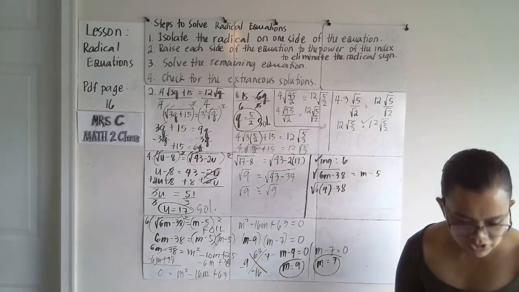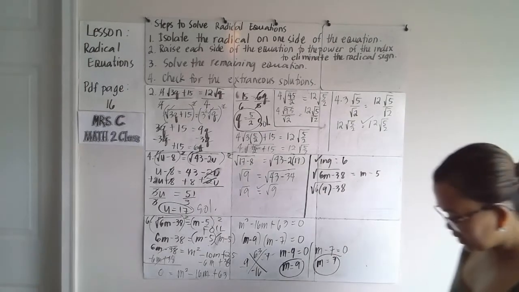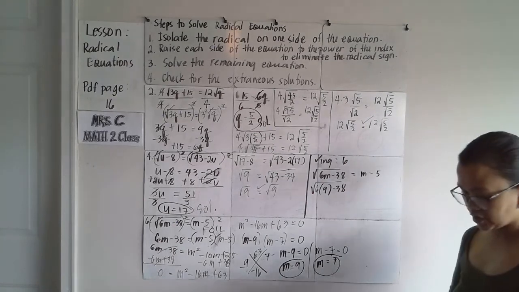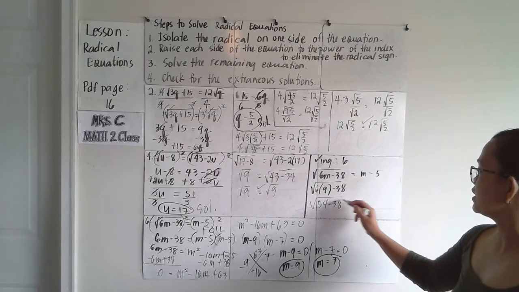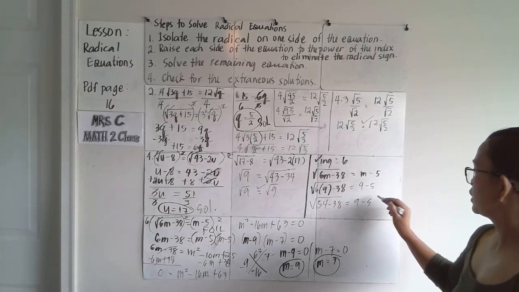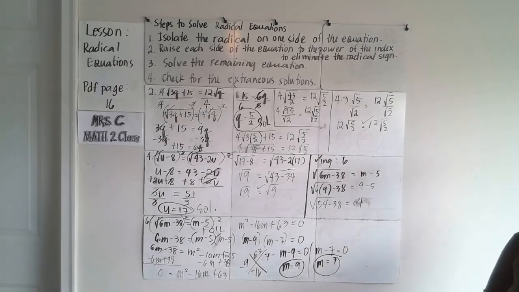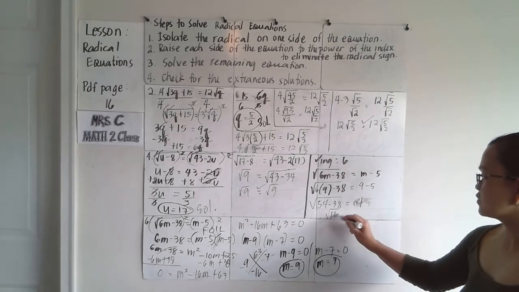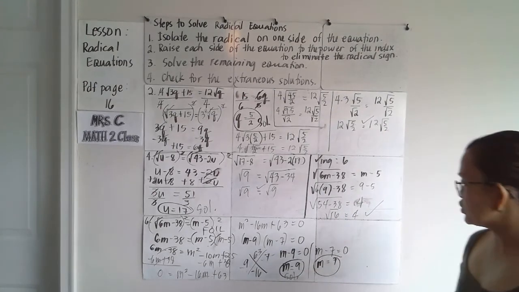6 times 9. What's 6 times 9? Isn't it 54? Let's check. 6 times 9 is 54. Yep. So you're going to have 54 minus 38, what's 9 minus 5? So 54 minus 38 is equal to 16. So what's the square root of 16? Isn't it 4? So this is correct. So 9 is a solution.